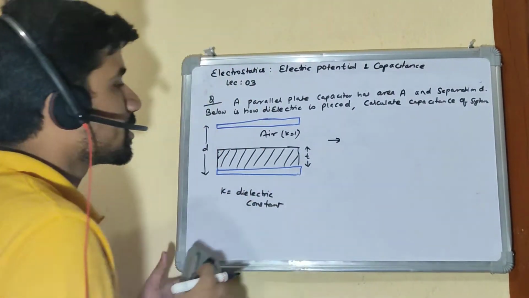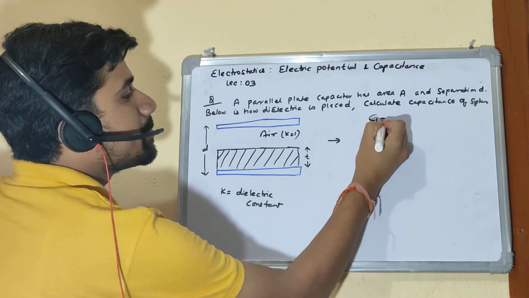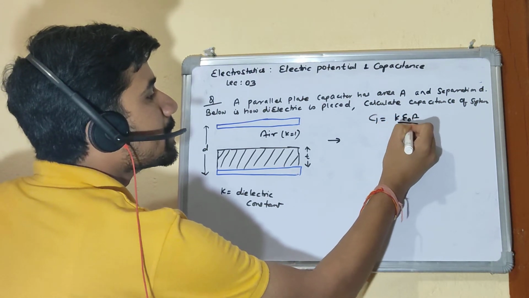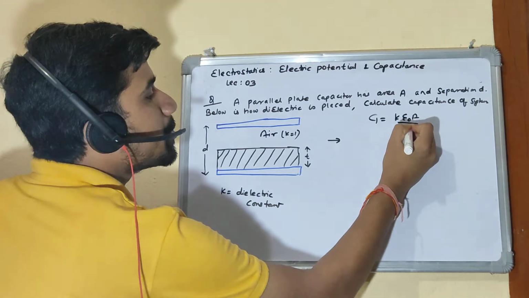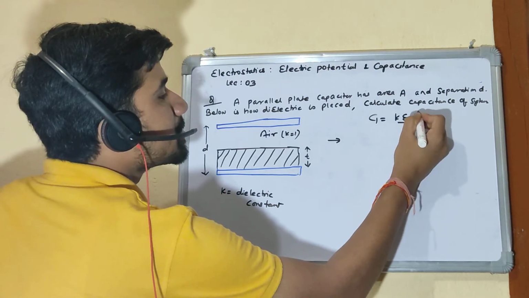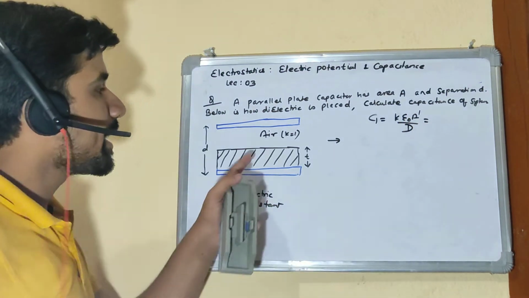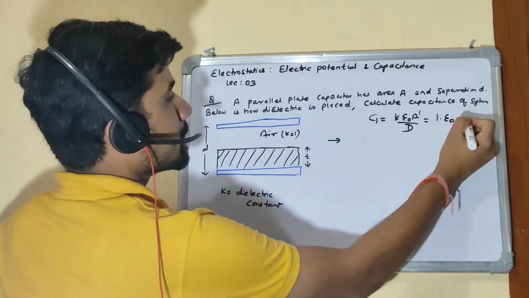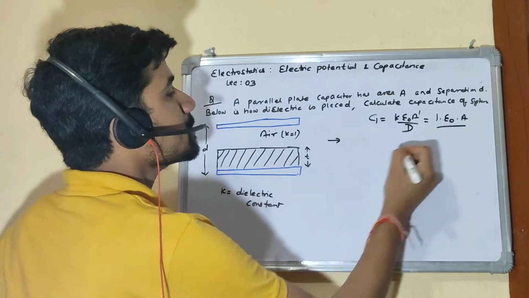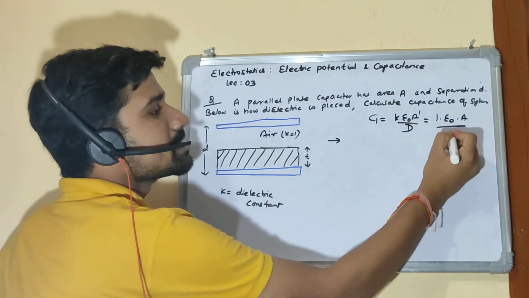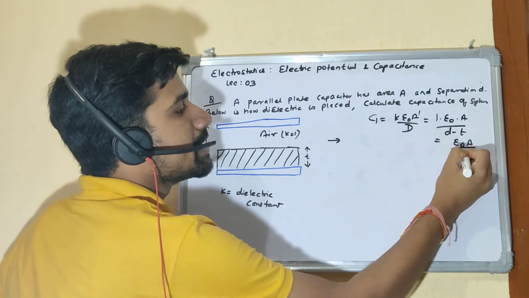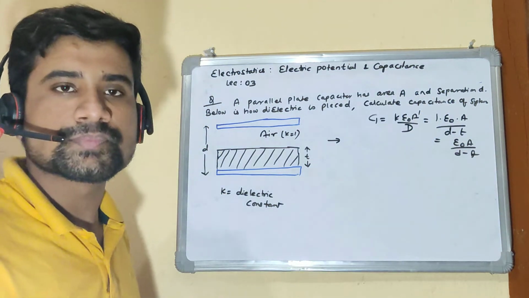So if you see this particular diagram, C1 will be nothing but K epsilon naught A by D. Let me put this D as D and this A as A dash. So K is 1 for C naught, epsilon naught is same, area is again the same cross section, and the distance for C1 is D minus T. So C1 is epsilon naught A by D minus T.